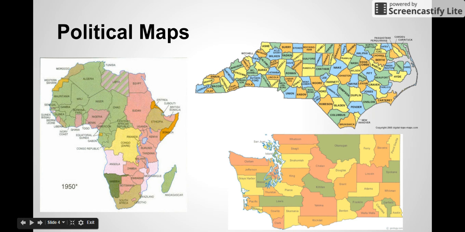And then on the top right is North Carolina. These are broken into counties, shows all the different counties of North Carolina. There could also be a political map of North Carolina that would show the cities and the capital. And then in the bottom right is a map of the state of Washington again.